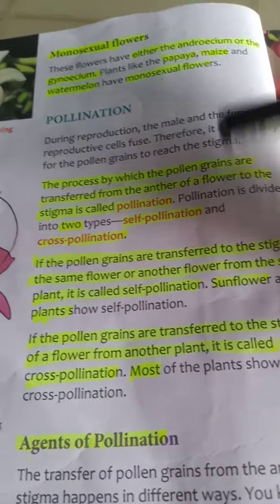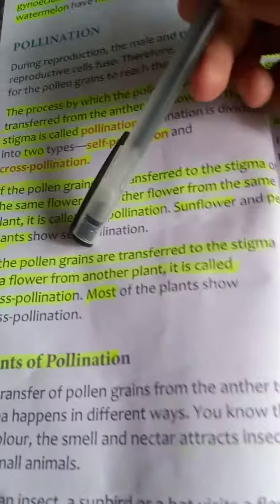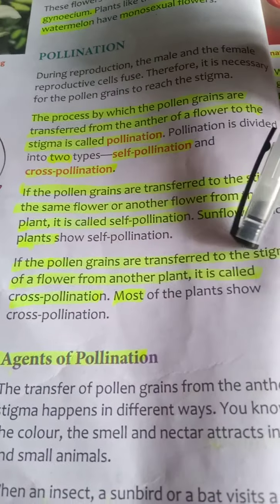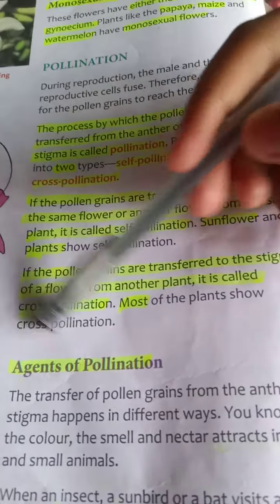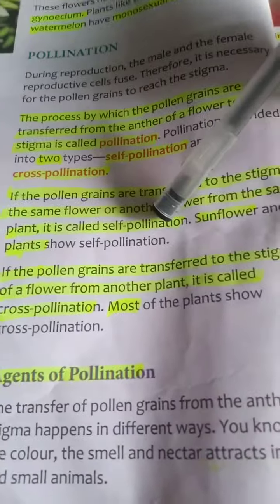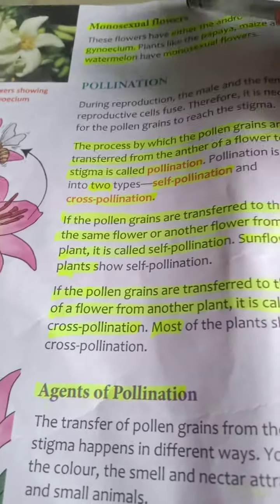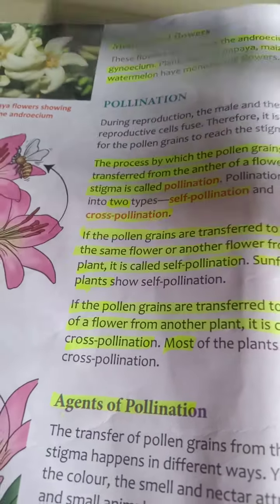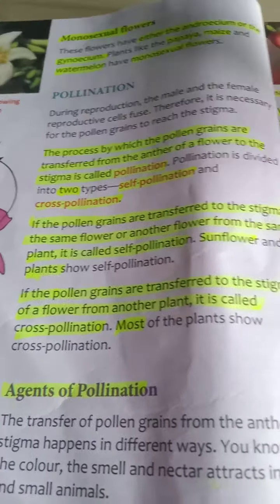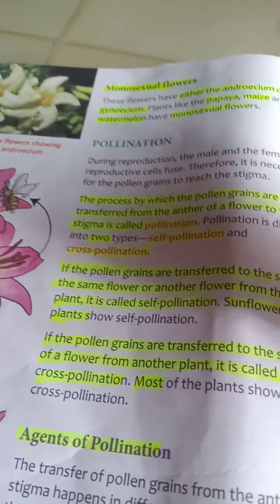Now what are the examples? Sunflower, pea plants, etc. Now what is cross-pollination? If the pollen grains are transferred to the stigma of a flower from another plant, it is called cross-pollination. And another thing here is that it should be of the same species, not another species. Like if the agent is taking from a sunflower and dropping onto a rose or any marigold type, then it will not work. It has to again drop it on a sunflower.